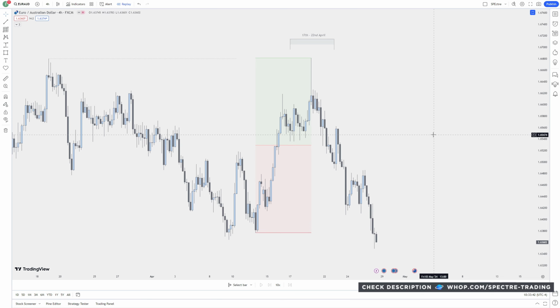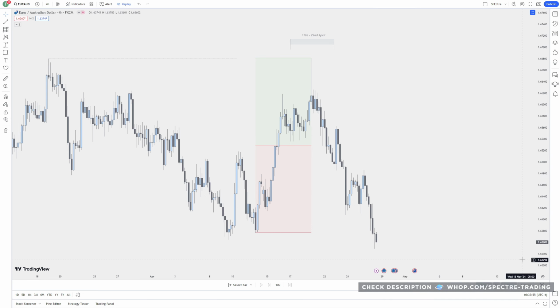Now that might be a lot to take in, but this will make a lot of sense when I show you guys the example, okay? So once again, we're paying attention to this low, which gets taken on the 26th of April, and we're going to have that same draw on liquidity on the next chart, except we're going to be looking at pound AUD.